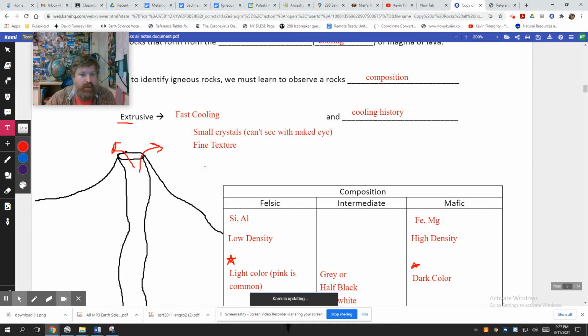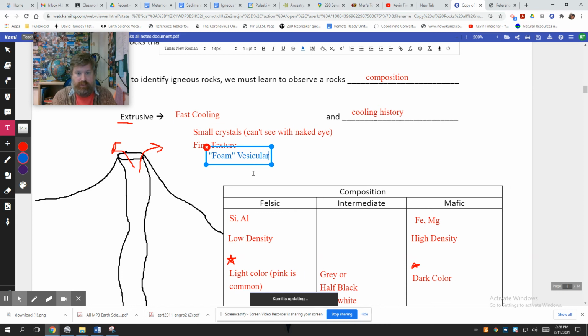A couple other things can happen. Let's just switch colors for the heck of it. What you can get is when all that pressure comes off really quick, if you've ever opened up a plastic bottle of soda that's been shaken a little bit, you experience foam. That's because the carbon dioxide under pressure inside that liquid suddenly can escape, and it makes the soda foam, right? Magma sometimes can do the same thing, so you can get foam. Now, we're not really going to call it foam. We call this a vesicular texture. That's the real term.